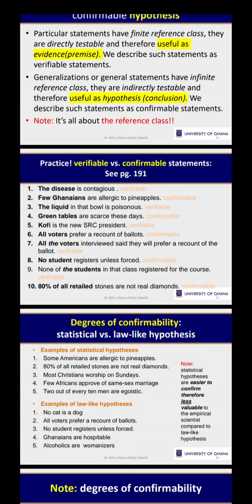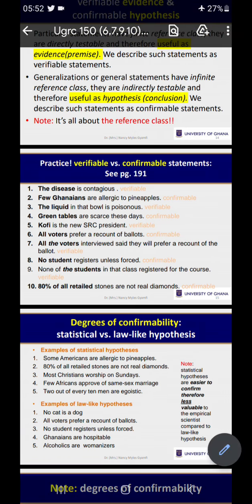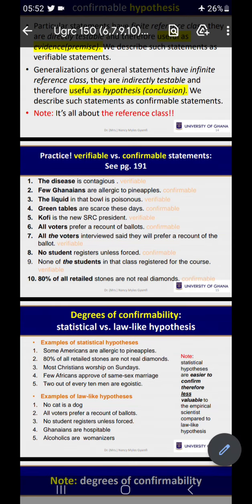Let's look at what a confirmable statement is. A confirmable statement is directly opposite to a verifiable statement. If a verifiable statement has a finite or countable reference class, then this one has an infinite or uncountable reference class. That is all about a confirmable statement. I've already explained that they are the same as general statements, and they are called hypotheses.